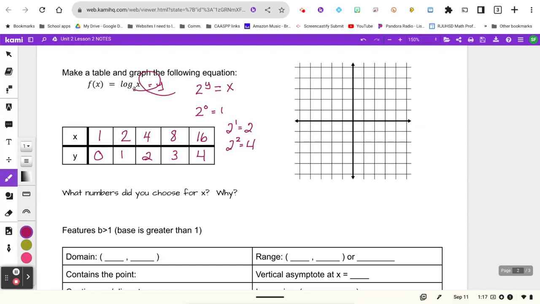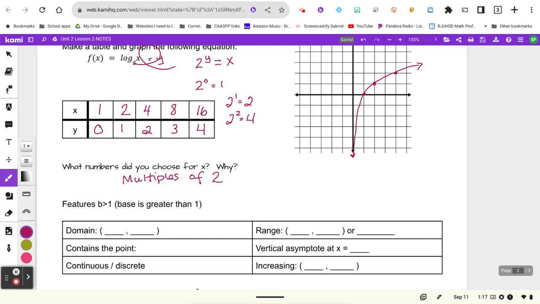So run to 1, it's 0. Run to 2, it's 1. 4, it's raising up to 2. And we're going to go this way. If we got close enough, it would show us. Okay. Why did we choose the numbers for x? These are going to be all multiples of 2. Just makes it a lot easier. They're all multiples of 2.